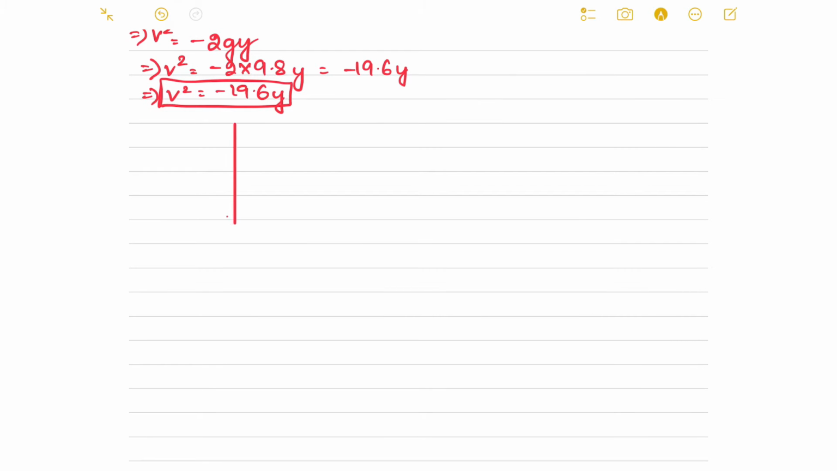Now since acceleration a is taken to be 9.8 meter per second square everywhere, the a-t graph of this body will be given by this. Here is 9.8. This is all about free fall of a body.